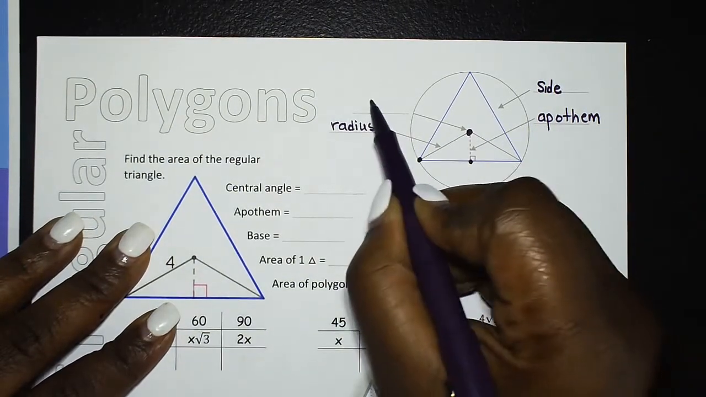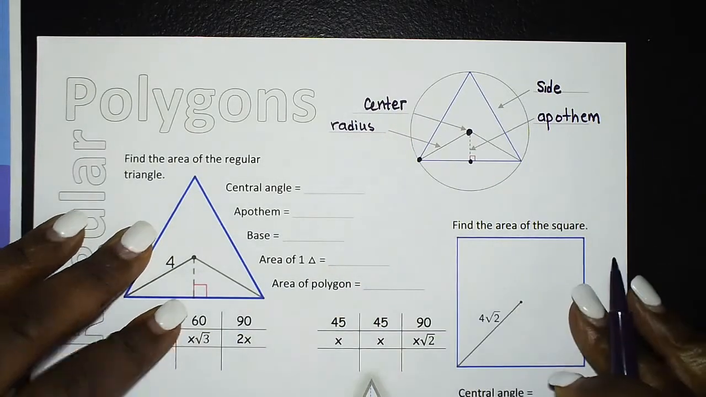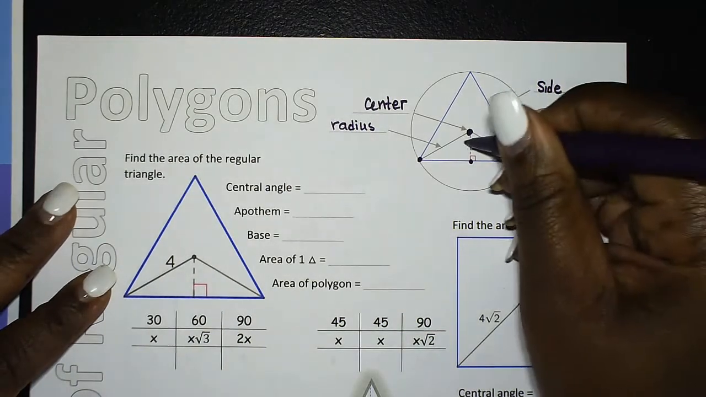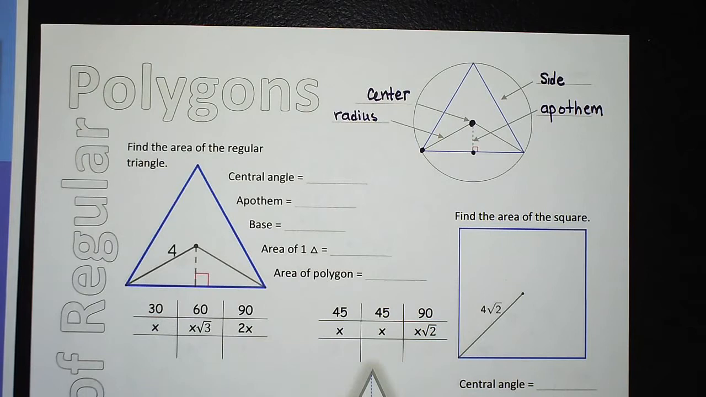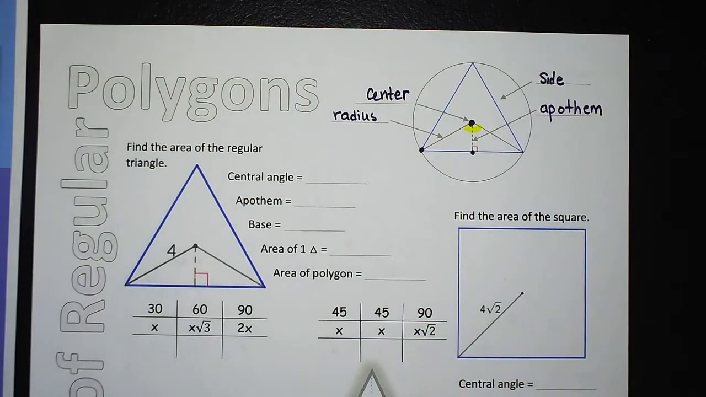And this is considered the center of the polygon, which is inside the circle, which is the center of the circle. The angle here can be called the central angle. So we're going to review those things.